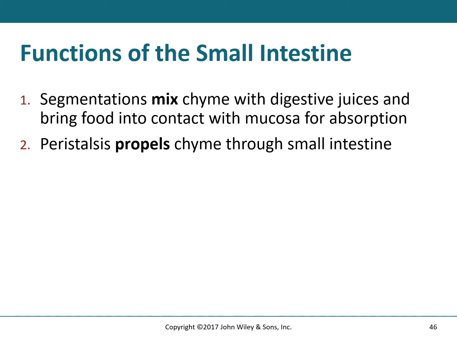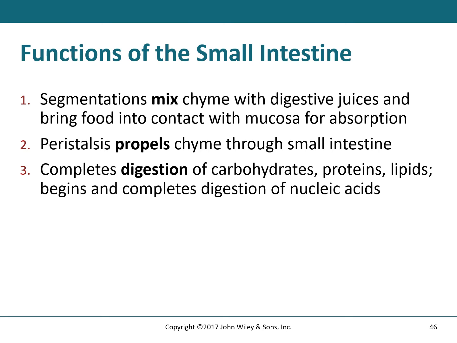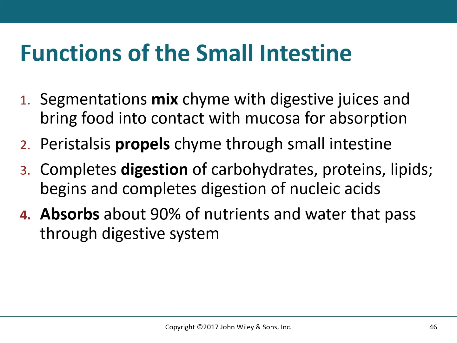The second process is peristalsis, and peristalsis is just going to propel the chyme through the small intestine. We talked about this earlier when we talked about peristalsis in the esophagus, and this is going to occur all throughout the GI tract. Third is digestion. So the small intestine digests, or actually completes digestion of carbohydrates, proteins, and lipids. And it begins and completes digestion of nucleic acids. And finally, nutrient absorption. About 90%, or the majority of nutrients and water that pass through the digestive system are absorbed in the small intestine.